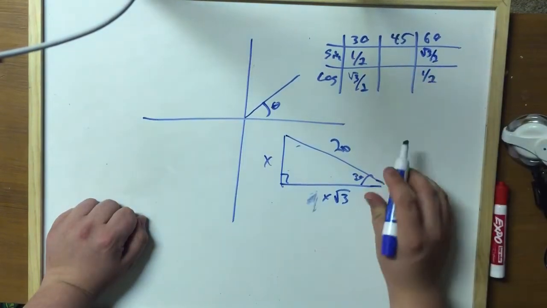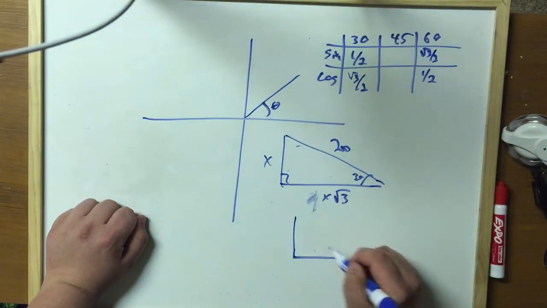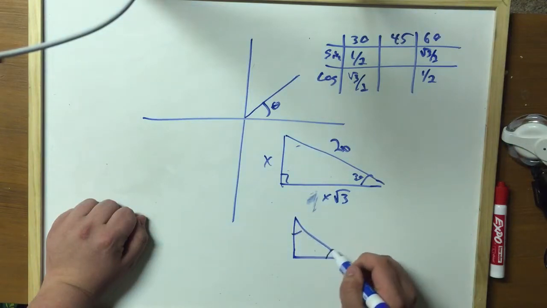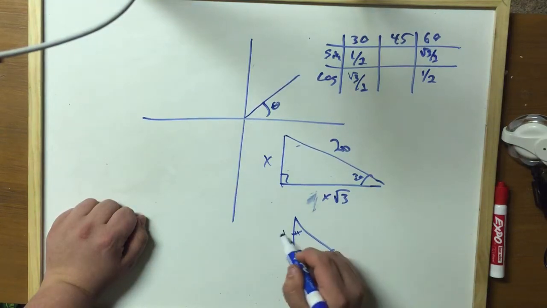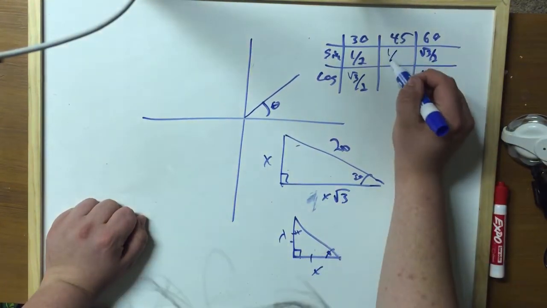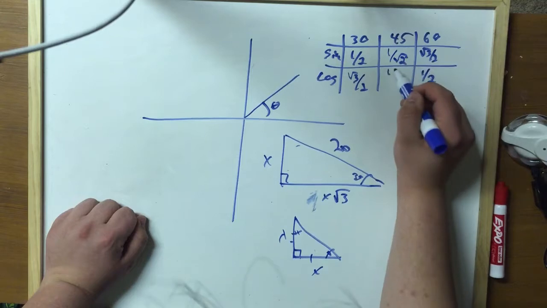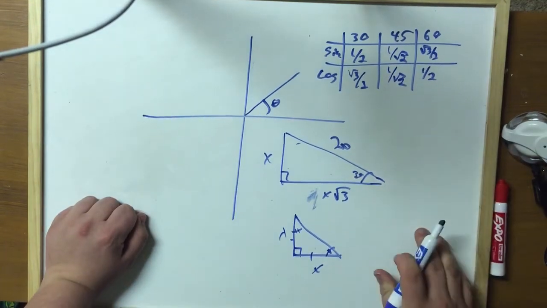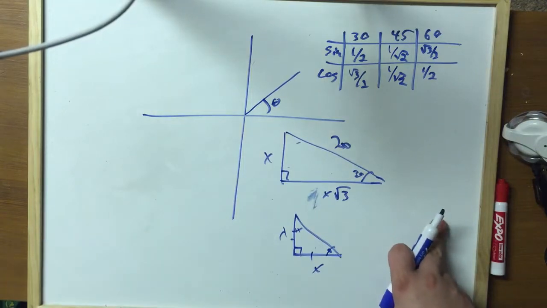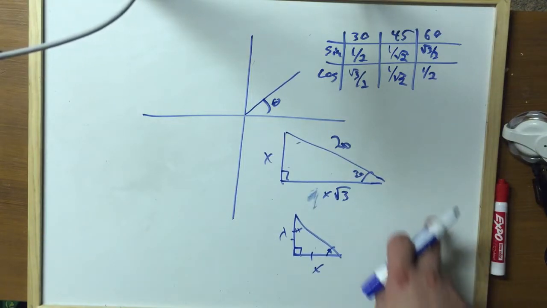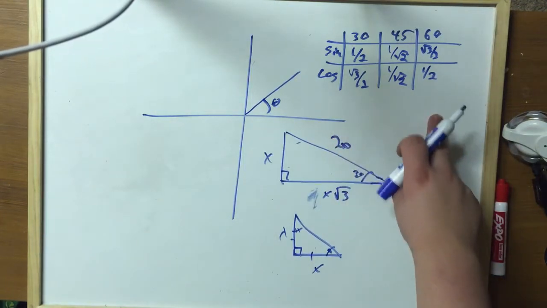So we have our 45. This is going to be 1 over the square root of 2, 1 over the square root of 2. Now we can find the tangent with this as well, but that's basically all you need for the rest of this.